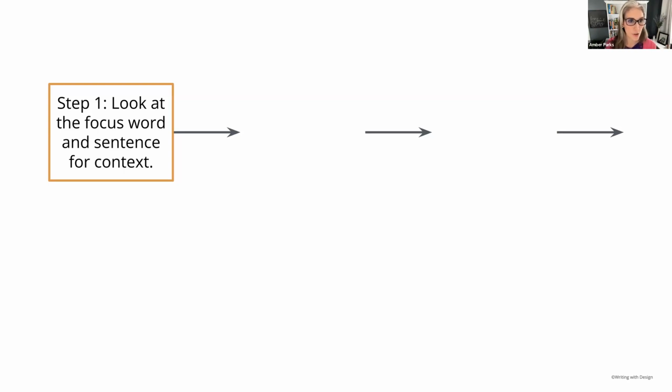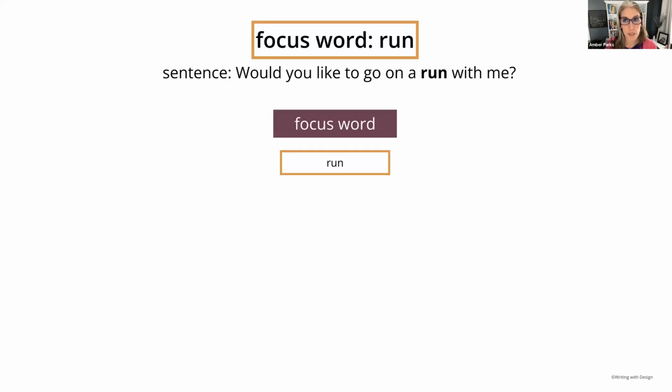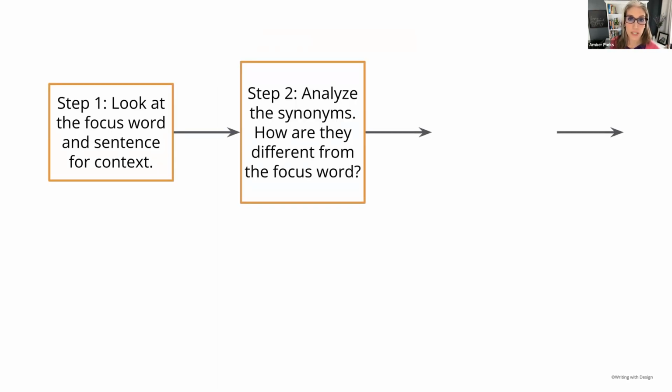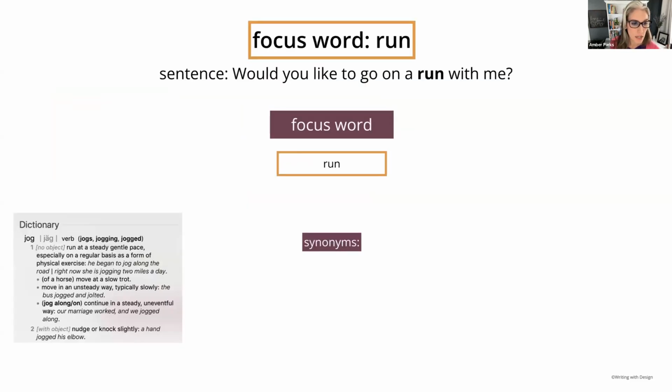The first is to look at the focus word. So this focus word right here is just the word run, right? And we've got a sentence that says, would you like to go on a run with me? Okay. So then we're going to take a look at synonyms. How are they different from the focus word? So in this case, we have the synonym of jog and sprint.